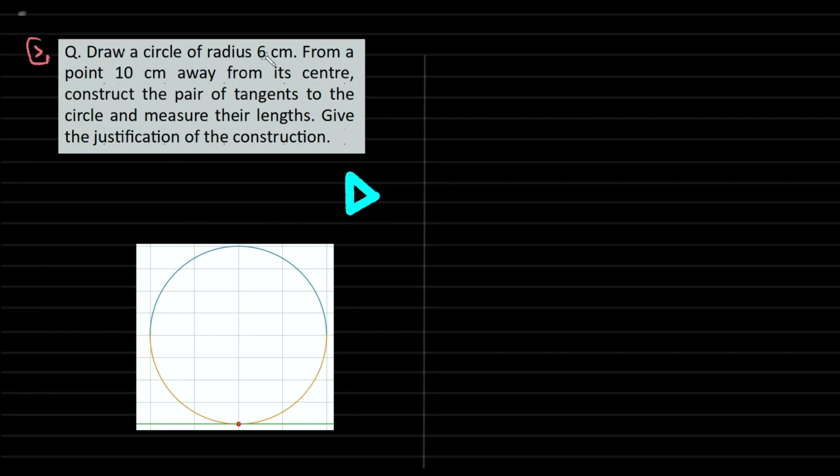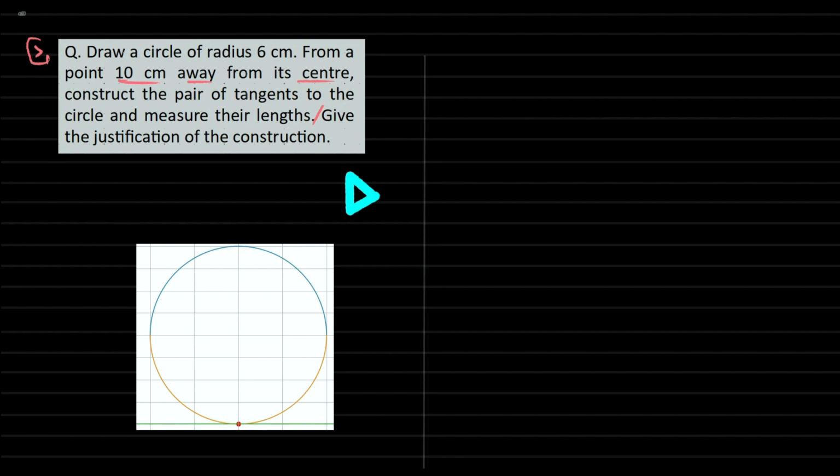Draw a circle of radius 6 cm. From a point 10 cm away from its center, construct the pair of tangents to the circle and measure their lengths. Give justification of the construction.